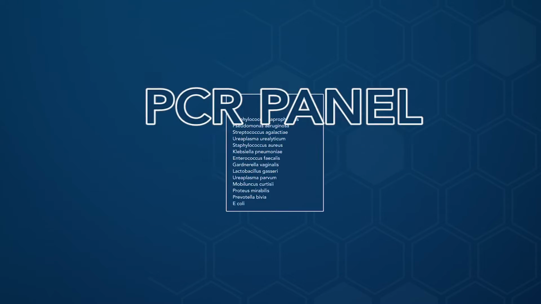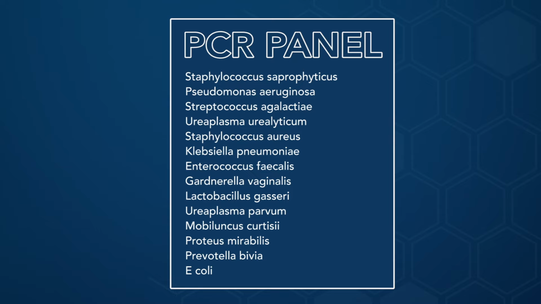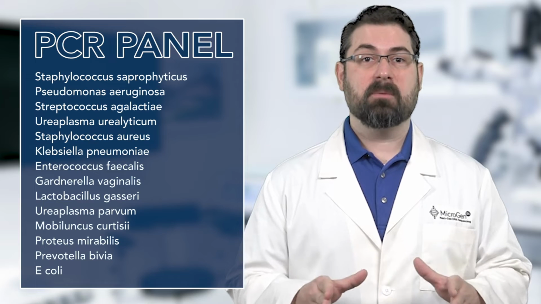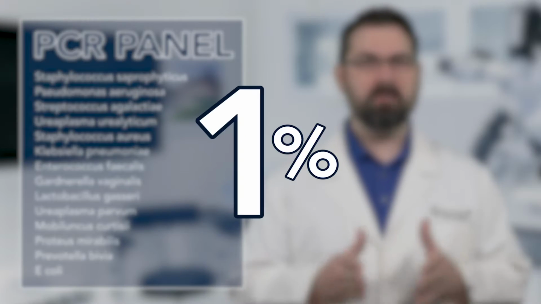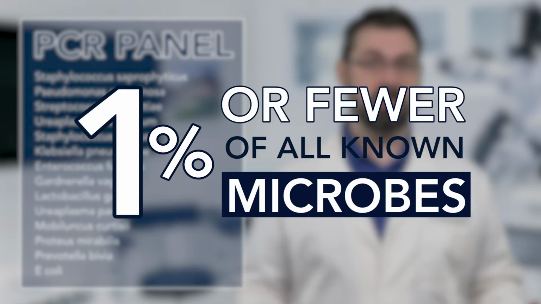PCR compares the DNA in a sample against a panel of microbial species which are believed to be common pathogens in that area of infection. These panels are limited to a predetermined list of species, which represent 1% or fewer of all known microbes. If you're only using PCR, you may be missing out on important diagnostic information.